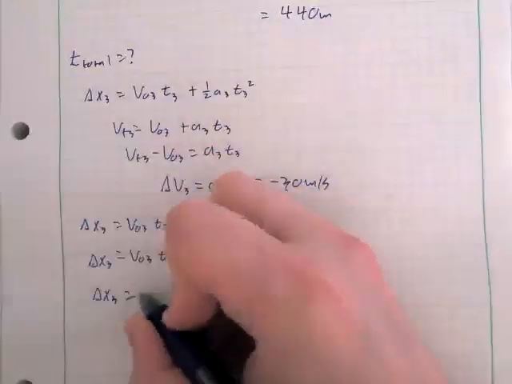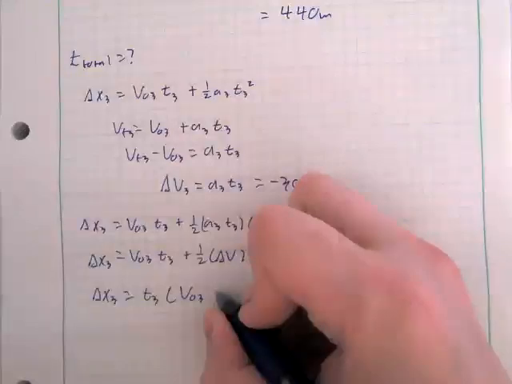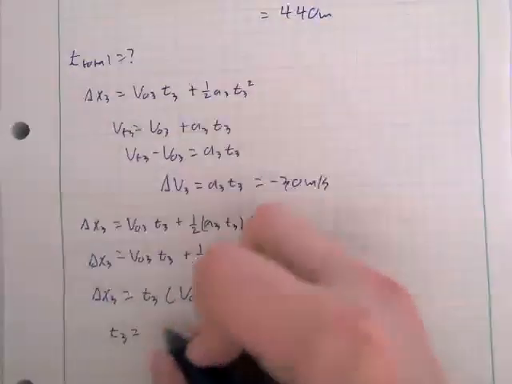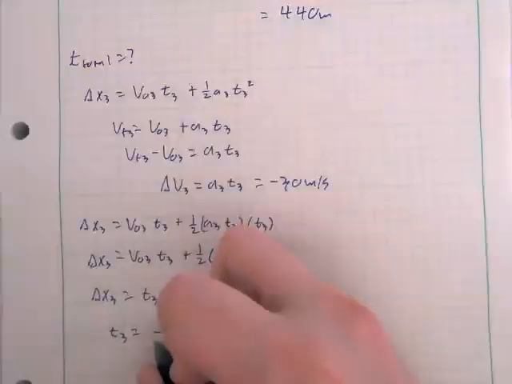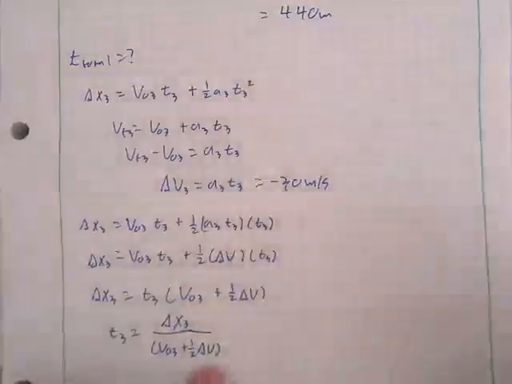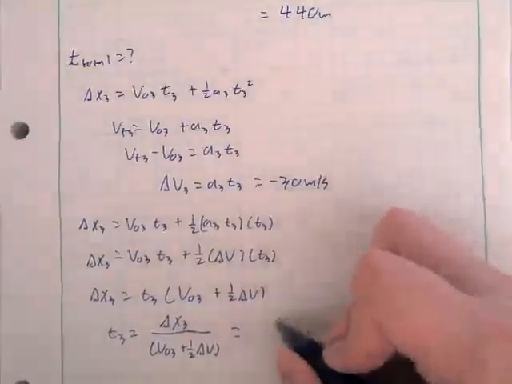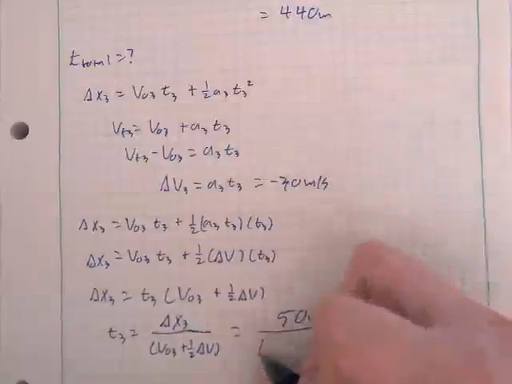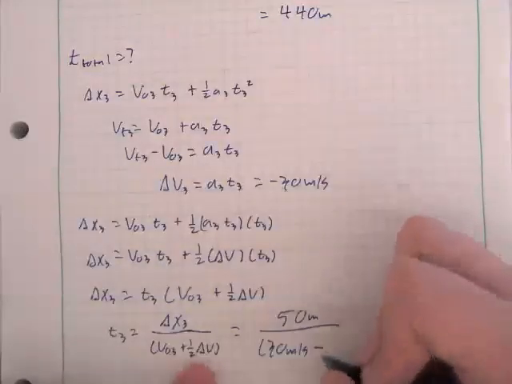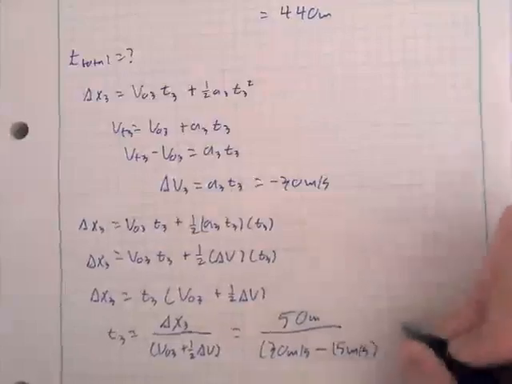Delta x3 equals t3 times v0 3 plus 1/2 delta v. Solve for the t. t3 equals delta x3 over v0 3 plus 1/2 delta v. It's important to keep track of this. This delta v is a negative value, right? So what does this actually give us? This gives us v0 3, which is going to be 30 meters per second. So we have 50 meters for my distance divided by 30 meters per second minus 1/2 times delta v. So I'm going to pull the minus sign out here. Delta v is our negative 30, I already pulled the negative sign out. So it's minus 15 meters per second.